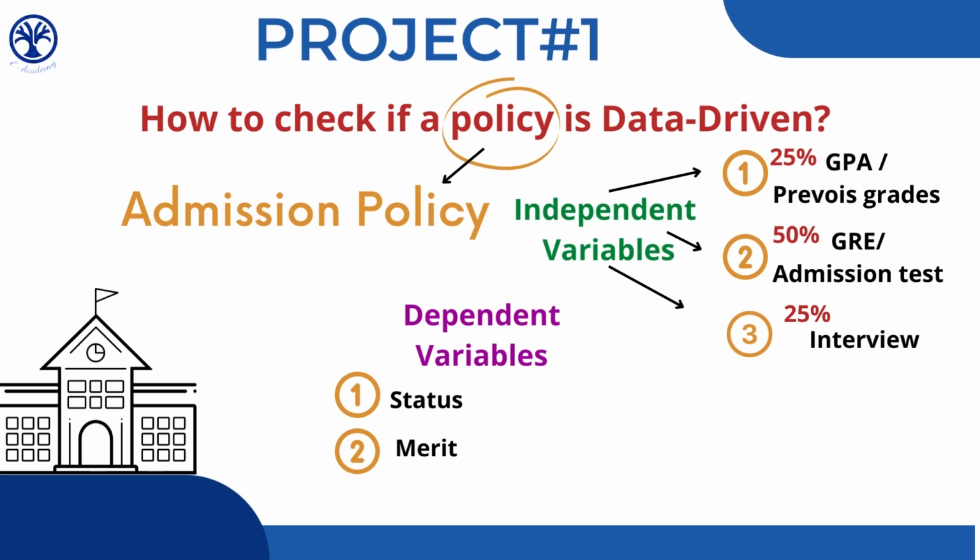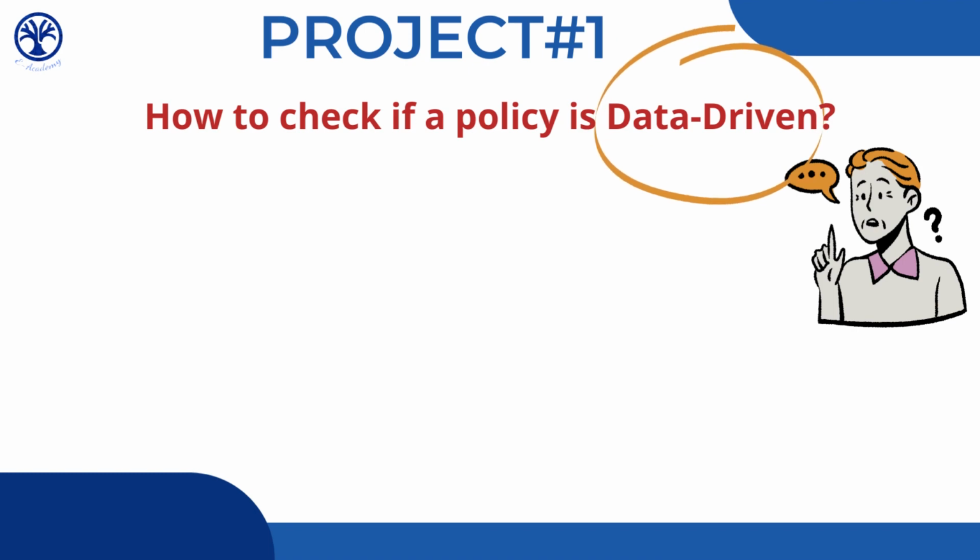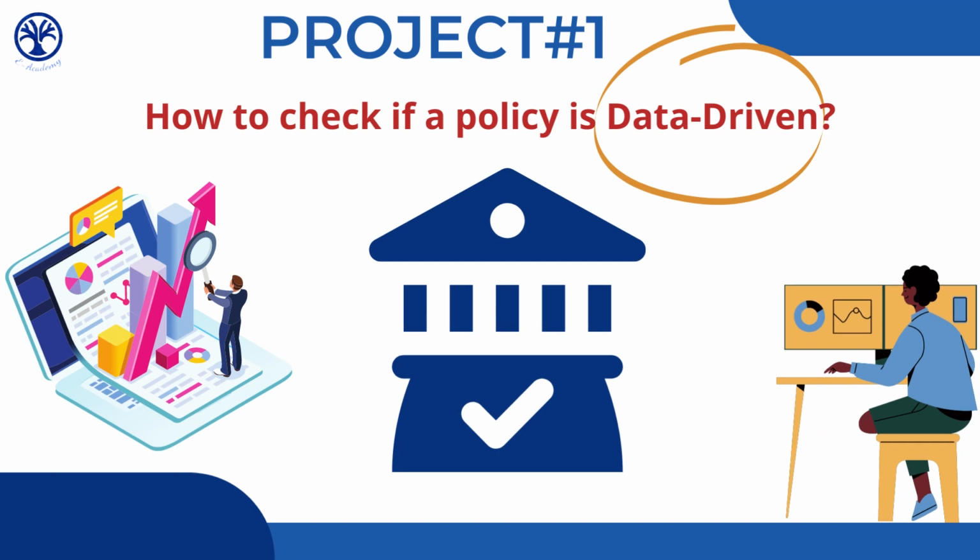So far we have specified the term policy and the variables that are in that policy. And if we get back to the problem statement, we have defined the policy, but what is meant by data driven? We can check it by running analysis on admission data. Of course, we don't have real data here, but we'll try to come up with some data to see how we can run our analysis.